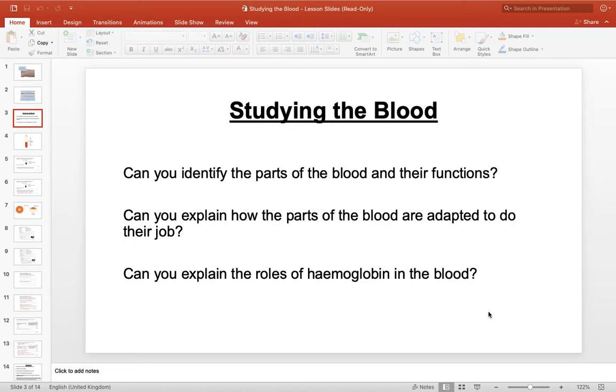So today's title, you need to write in your books, please, as you would for any other lesson, Studying the Blood. By the end of the lesson, you should be able to identify the parts of the blood and their functions. You should be able to explain how the parts of the blood are adapted to do their job, and you should be able to explain the roles of hemoglobin in the blood.